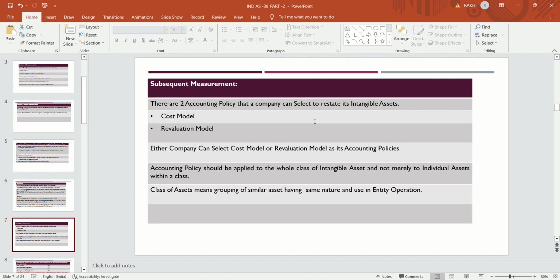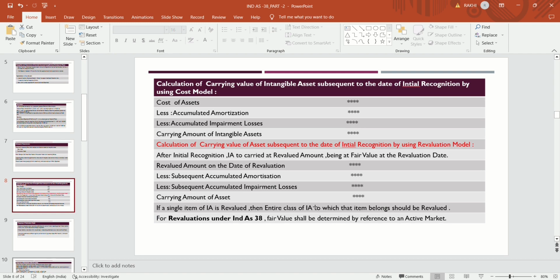Now calculation of carrying value of intangible asset subsequent to the date of initial recognition by using cost. If they are applying the cost model, how will they determine the carrying amount of intangible asset on the subsequent date? Subsequent date means on the reporting date. At every year, how will the company make the treatment?